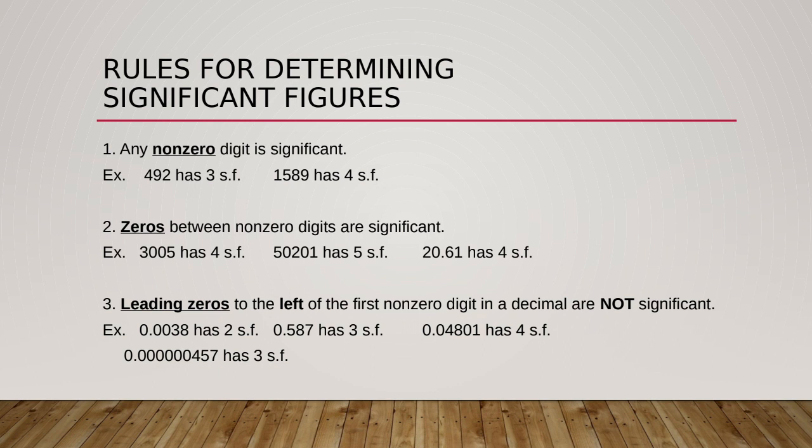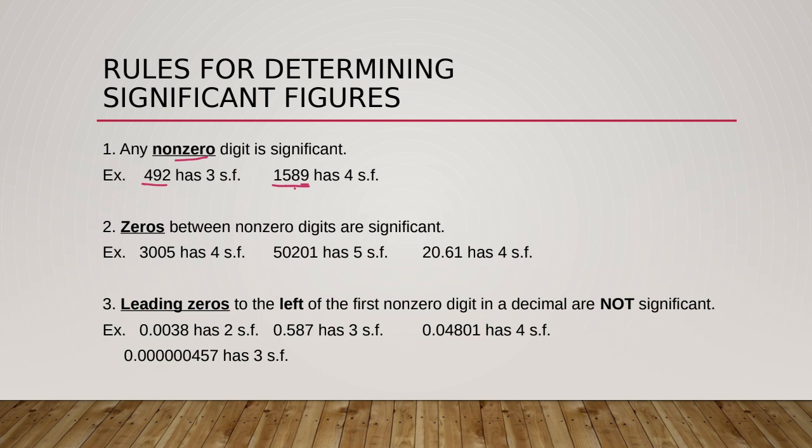So the first rule: any non-zero digit is counted as a significant value. So again, accurately measured, plus the last one is estimated. So here, 392, all those digits count. They have 3 significant figures. 1,589, there's no zeros in there. All of them are counted as significant. So again, I don't know what they're measuring, but 158 is accurately known, and we assume that that 9 has been estimated.